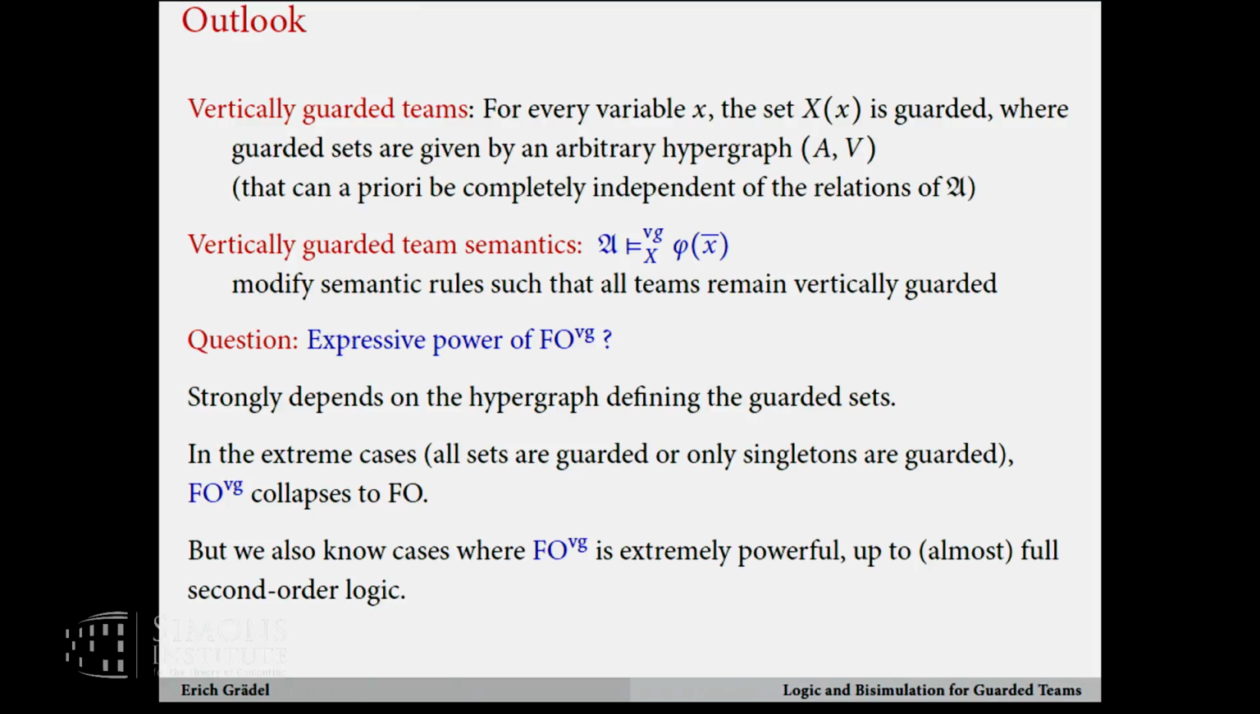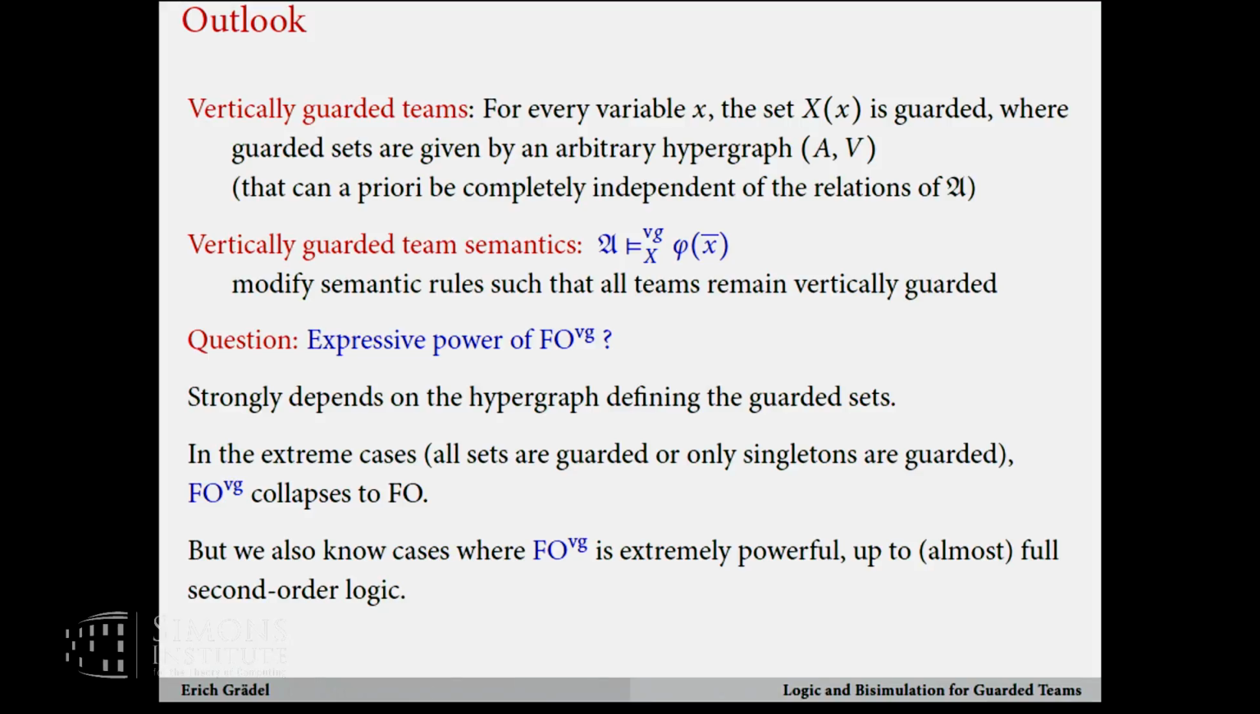So this is not really difficult. One can define such vertically guarded team semantics or vertically guarded first-order logic, but we do not yet really understand the expressive power of these. It very much depends on how you guard. There are extreme cases when you guard almost nothing, only singletons, or where everything is guarded, and then you get, not surprisingly, nothing new, it will collapse to classical cases. But there are intermediate cases where the power of these guards makes the complexity very high. We can get almost to full first-order logic.